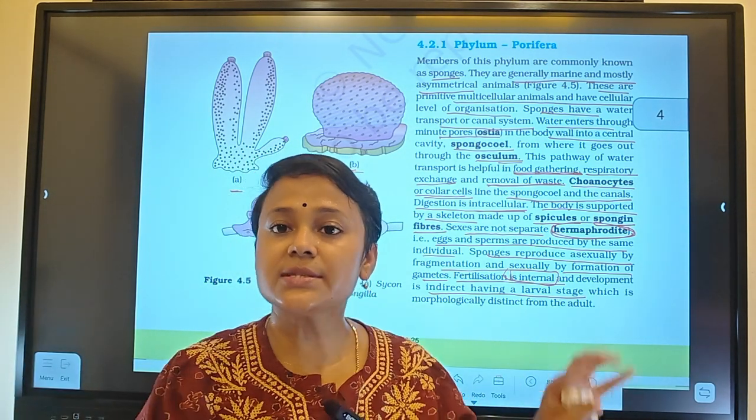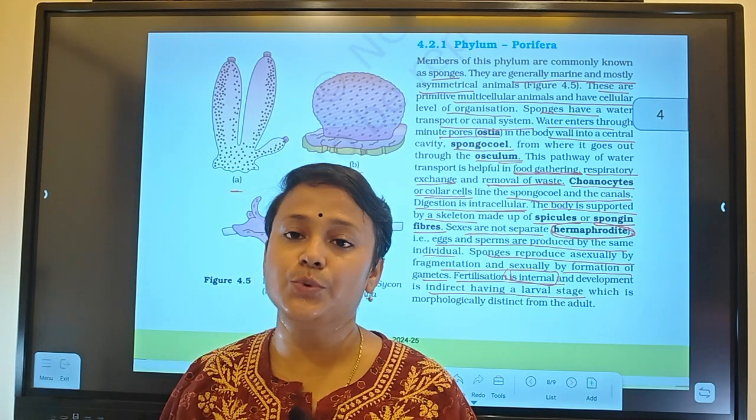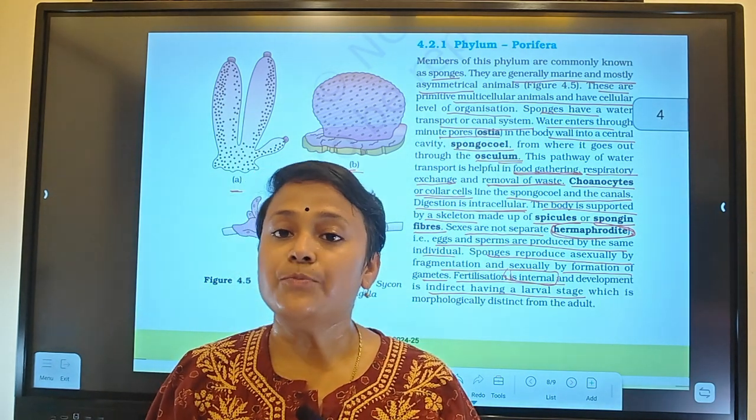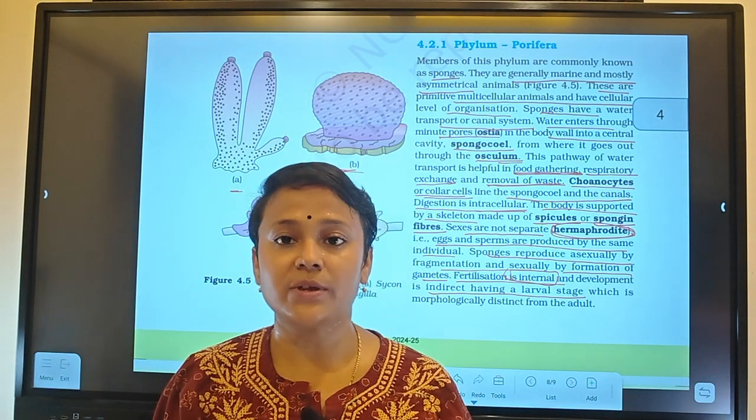All the points which are there in the NCERT and the extra points, you note down and be consistent with your study. If possible, make your own notes, okay?